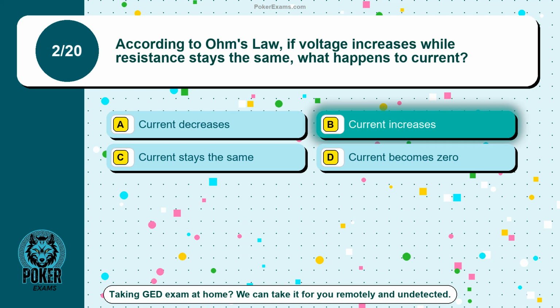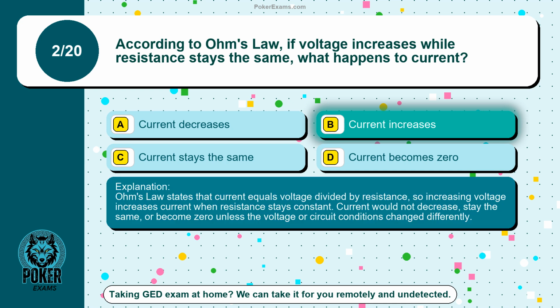The correct answer is option B, current increases. Ohm's law states that current equals voltage divided by resistance, so increasing voltage increases current when resistance stays constant. Current would not decrease, stay the same, or become zero unless the voltage or circuit conditions changed differently.